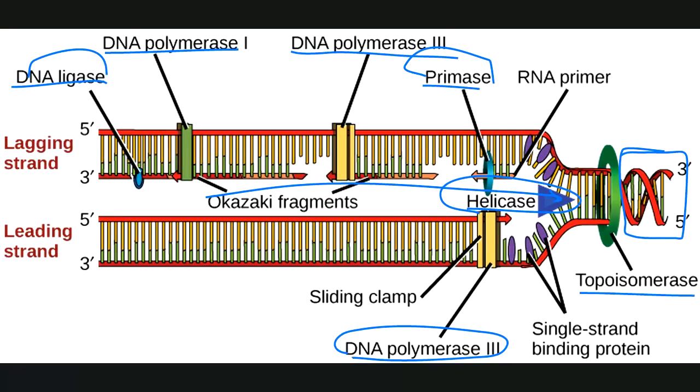Now I'm going to bring up the whiteboard so we can talk about this a little better. I'm going to draw here what we call a replication fork. In other words, this is where the replication is happening in the DNA. I'm going to draw in black the original DNA, in other words, what we're starting with. Notice that it's opened up because the helicase enzyme has opened it up.